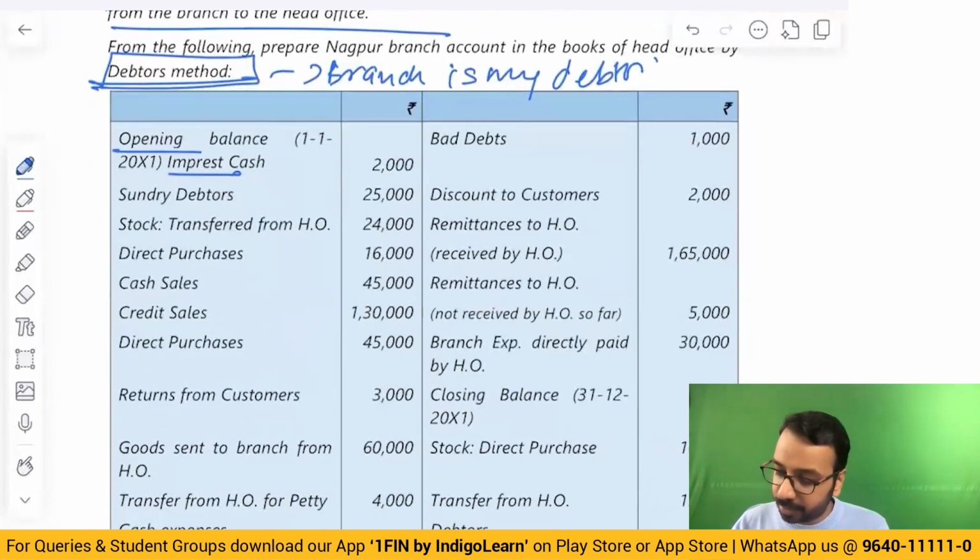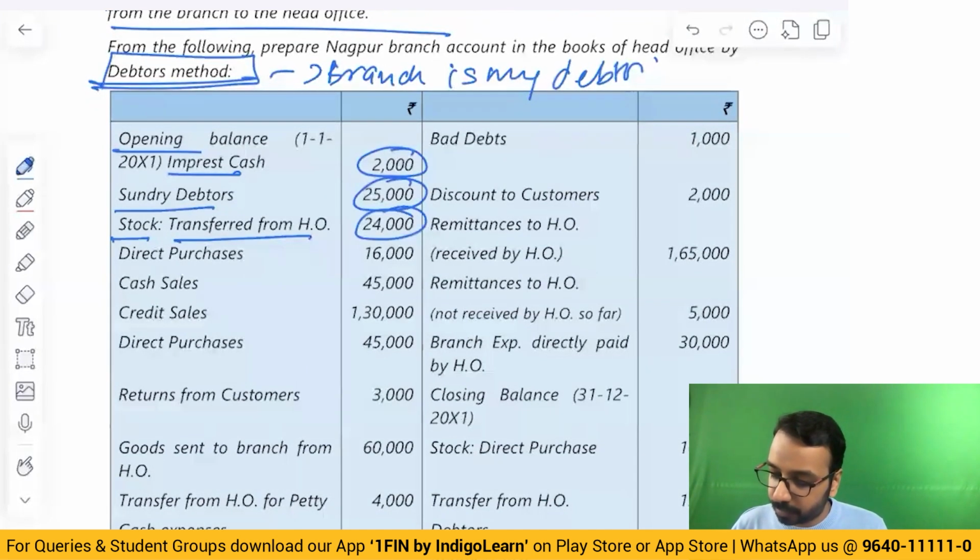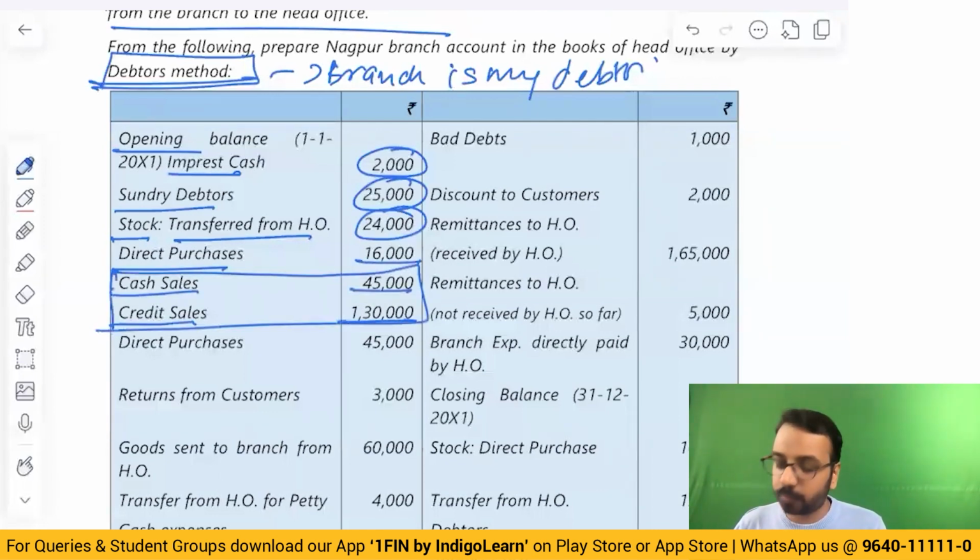Opening balance, impressed cash is 2,000. Sundry debtors is 25,000. Stock transferred from HO 24,000. Direct purchases 16,000. Cash sales 45,000. Credit sales 1,30,000. Sales, we will not account for it directly. Only when the remittances happen, that is what we will consider.